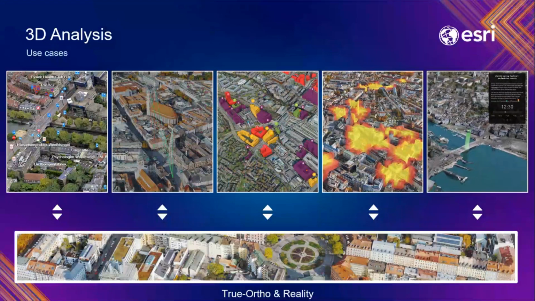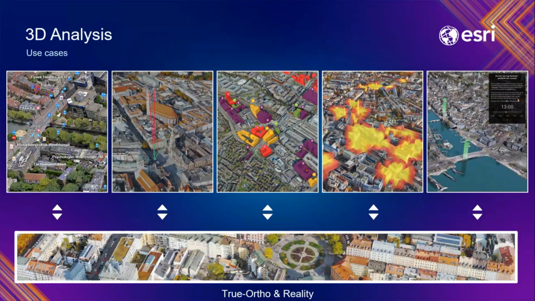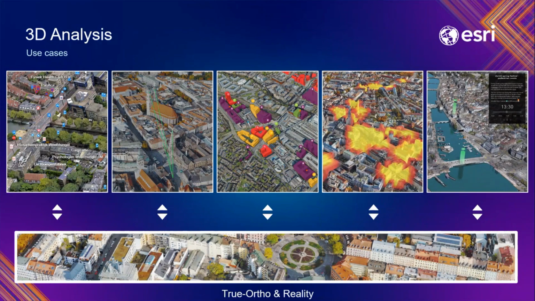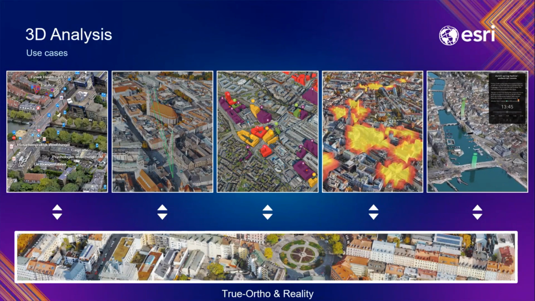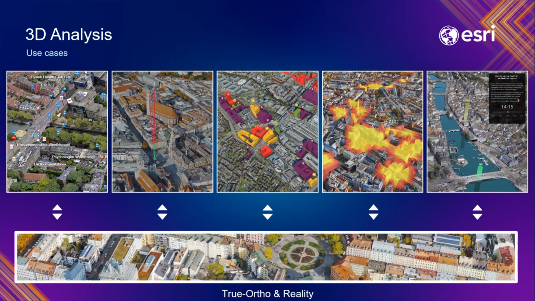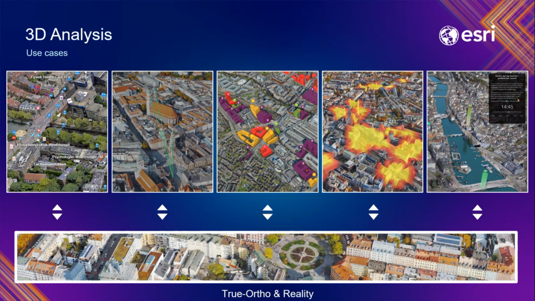So analysis on 3D data becomes important. It really takes everything to, well, no pun intended, a new dimension. It gives you abilities to not only visualize, but also determine things that you would not be able to determine from 2D data. So these, what we call true orthophotos and 3D meshes, can be used to perform lots of different analysis.